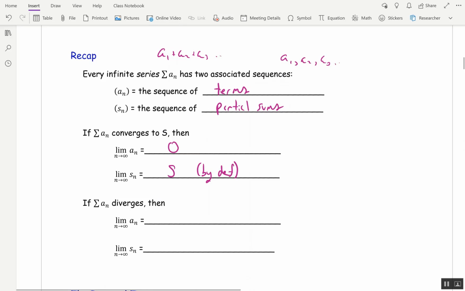Now, suppose the series diverges. Then, what do we know about the limit of the terms? We don't know anything. That limit might be 0, it might be a half. But we do know something about the limit as n goes to infinity of the partial sums. If the series diverges, this limit does not exist, or it's plus or minus infinity, which also means it doesn't exist. If this limit existed and it were a number, then the series would converge. It's a lot to wrap your head around, so take some time and think about that.